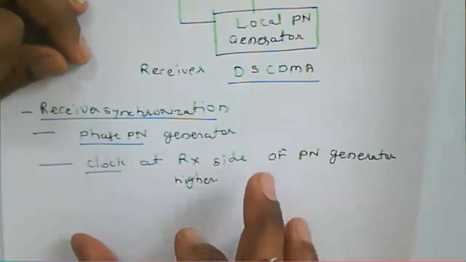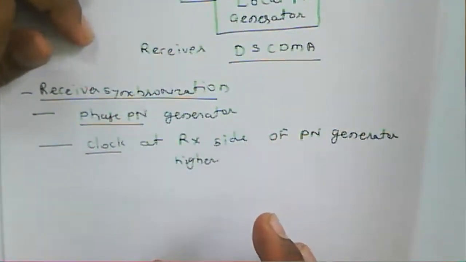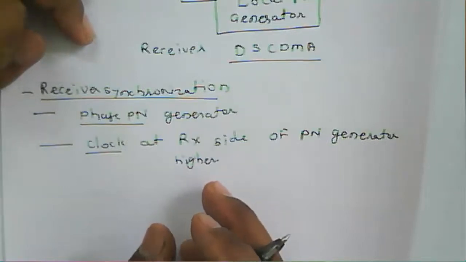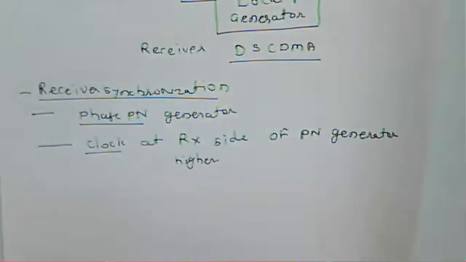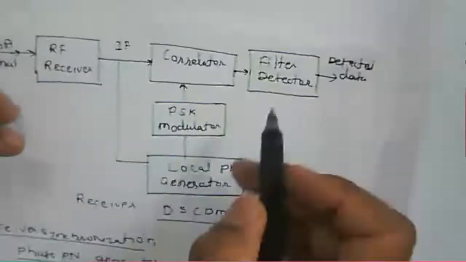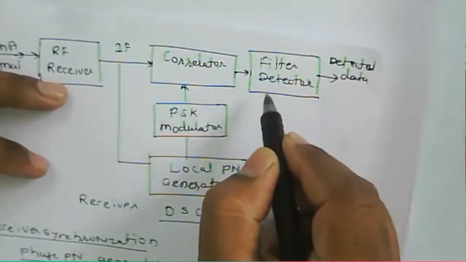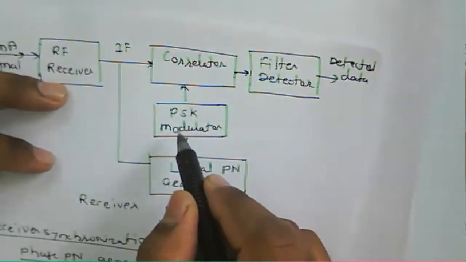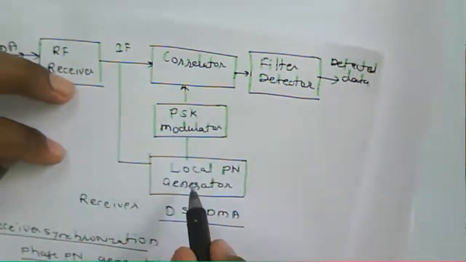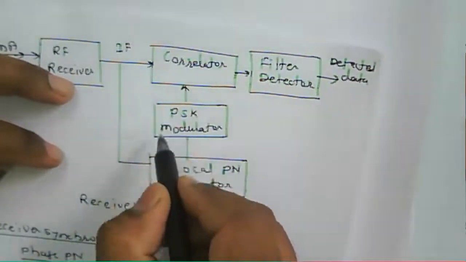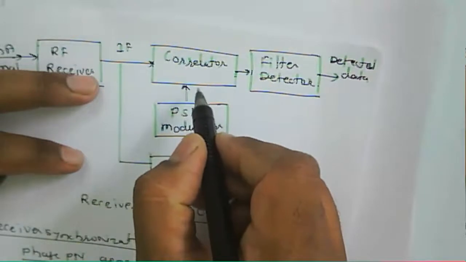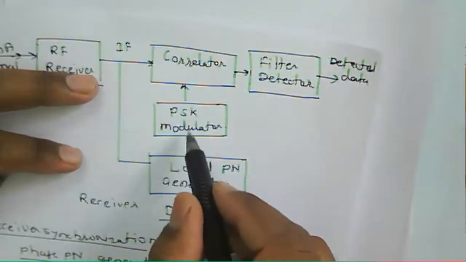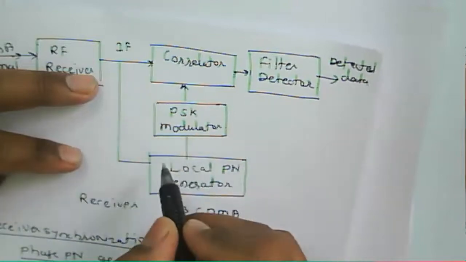When the phase of both the sequences match, the low pass filter produces a high output, and then we'll get the received data. So we will use a filter here, and then we'll get that data. In this particular figure, they are using a local PN generator, modulated with a PSK modulator, and applied to the correlator. The local PN generator used at the receiver is to be synchronized with the transmitted PN sequence.